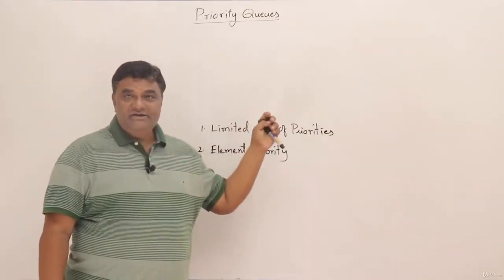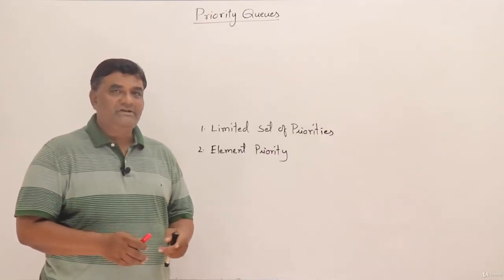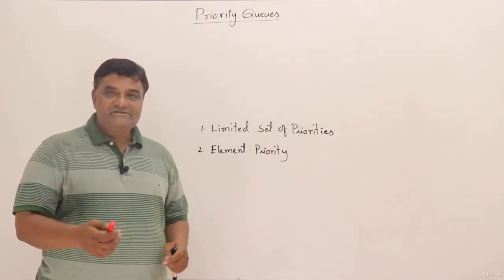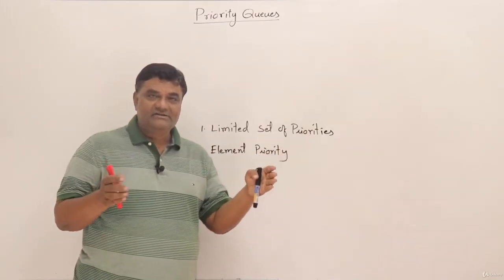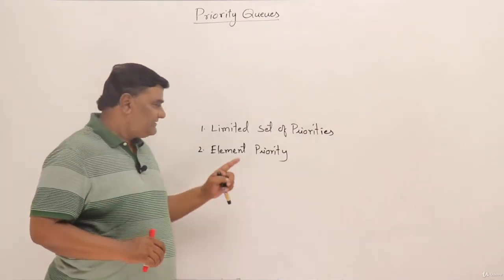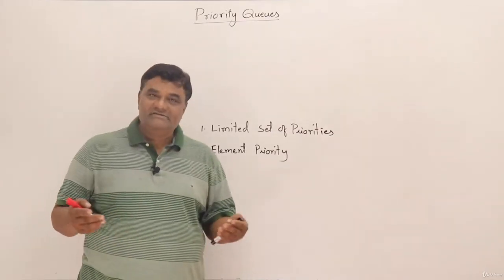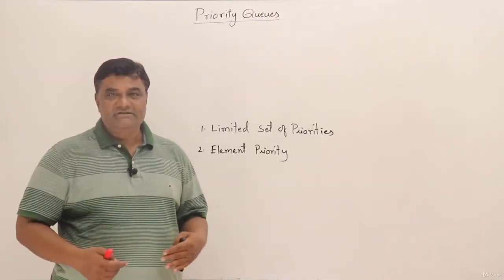Topic is priority queues. There are 2 methods of implementing priority queues depending on the situations. So we'll study them. One is a limited set of priorities, meaning priorities are already fixed. The next is element priority. So the element itself will have its own priority. Let us see these two methods one by one.